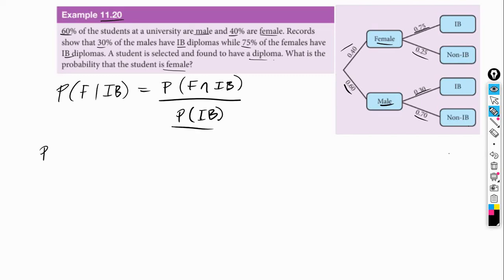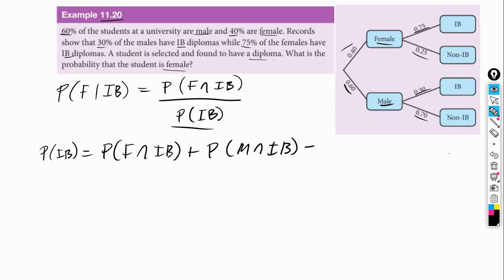The probability of having an IB diploma is equal to the probability of being female and having the IB diploma plus the probability of being male and having the IB. And from here, this is equal to 0.40 times 0.75 plus 0.60 times 0.30. If we do the math here, this is going to give us 0.48.